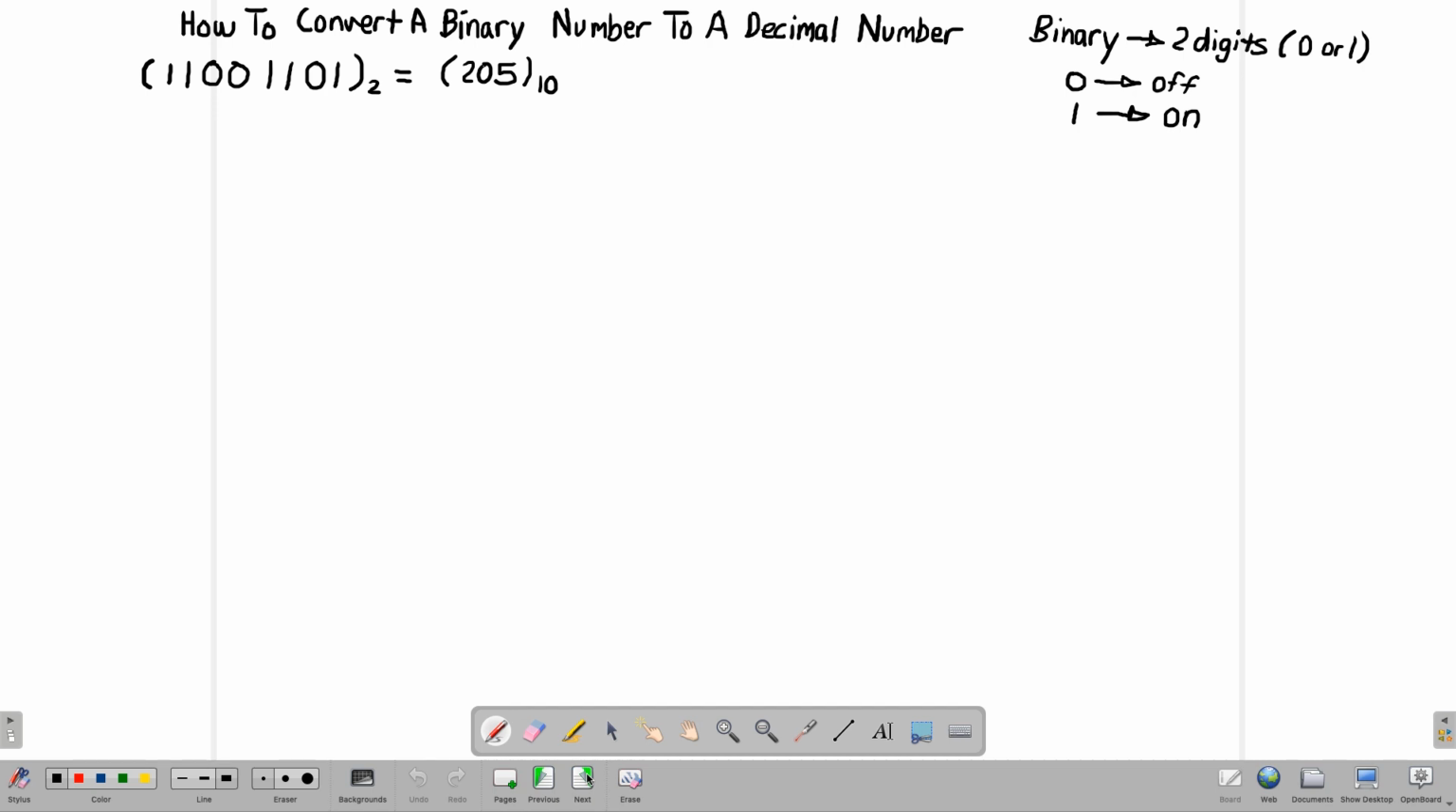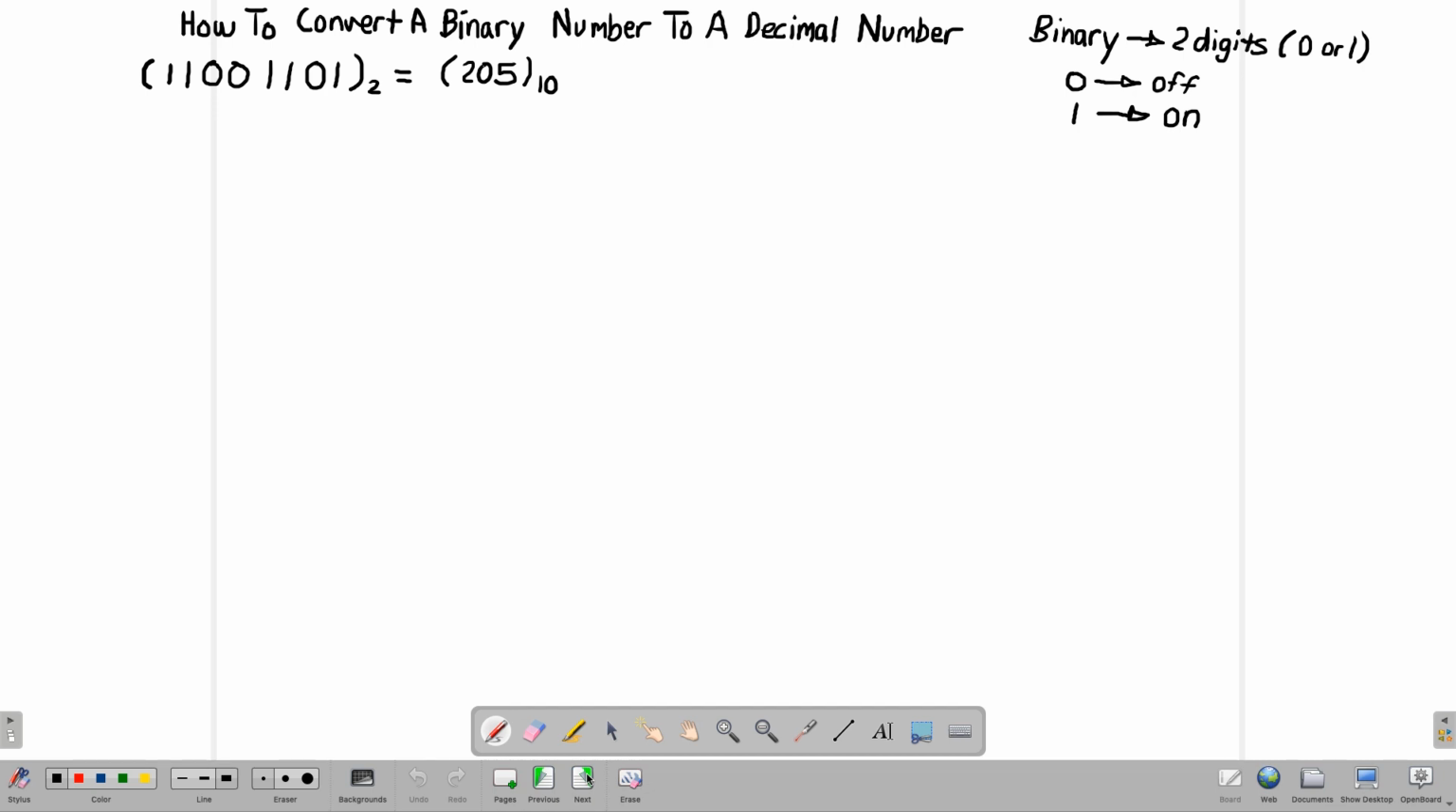Before we begin the computation, let's look at the notes to the top right. Since we're dealing with binary conversion, we're dealing with two digits in the binary system. The value is either 0 or 1. If we have a 0, it represents off. If it's 1, then it represents on. So let's begin.